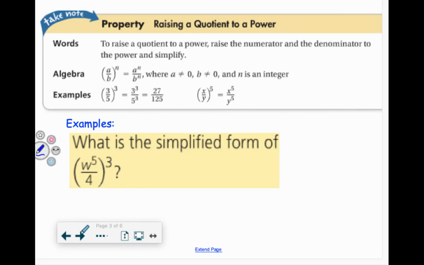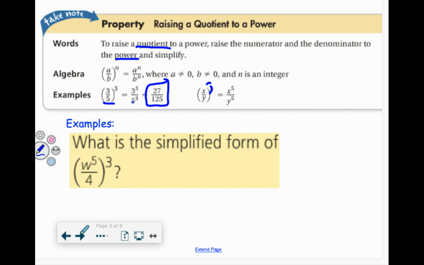To raise a quotient to a power, raise the numerator and denominator to that power. A basic example: we have a over b raised to the nth power. All we're going to do is distribute that n to both terms, so it's a to the n over b to the n. Numerical example: 3/5 to the third is 3 to the third over 5 to the third. Since we know numerical values, we can go one step further. If it's just variables, x over y to the 5th power, then we distribute that 5 to both, and we get x to the 5th over y to the 5th, and we can't simplify that anymore.